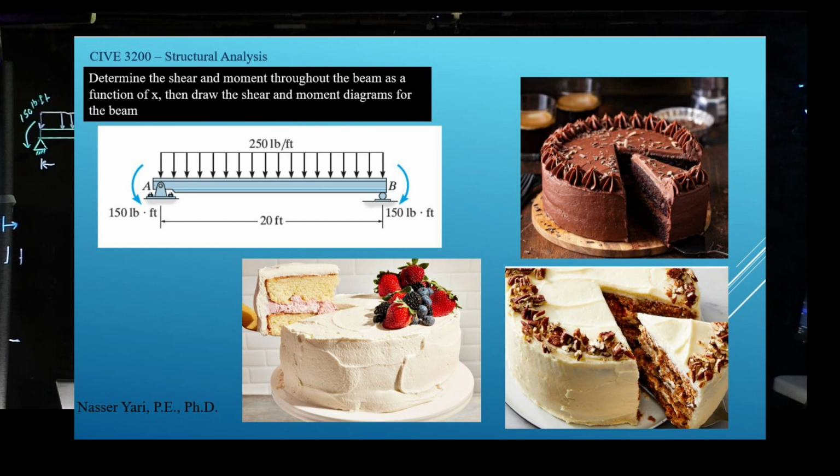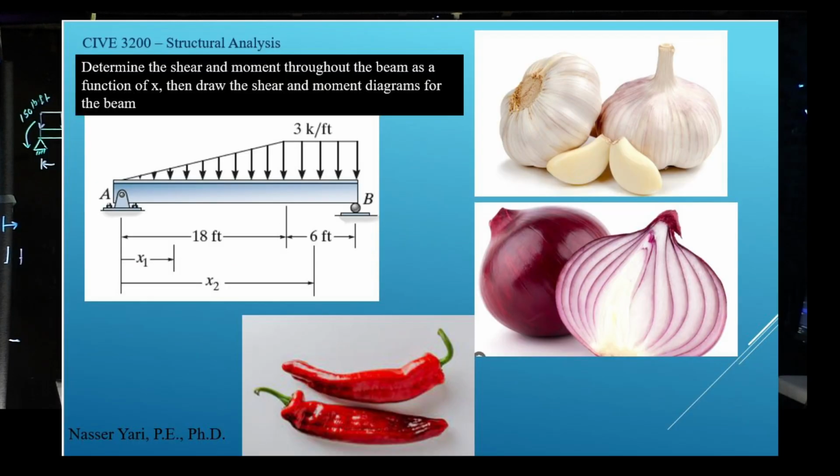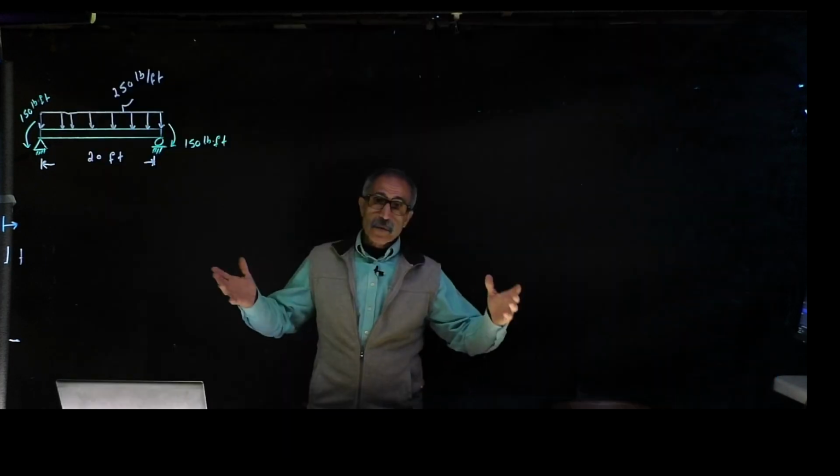You could have a chocolate cake or a vanilla cake or carrot cake, my favorite, and that's going to be easy. The second problem is going to be a piece of pie, and it's this problem right here. We're going to do the same thing. Then the next problem, we're going to pick it up a notch, put some garlic and onion and hot pepper into it and spice it up. Okay, let's get to work.